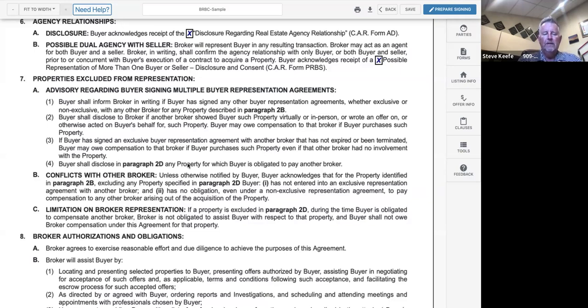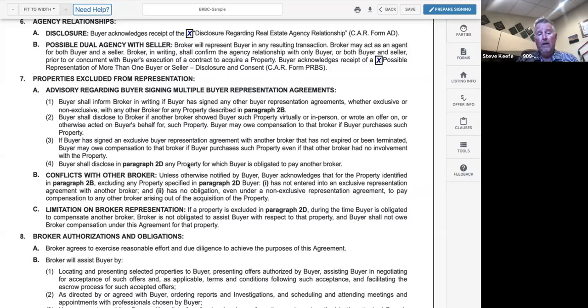What this is saying is that if there's an obligation to another broker, that other broker is going to get paid. They have the right to be paid. If the buyer comes to you and says, "Look, I don't care about that. I want you to represent me. I want you to take care of it for me. I don't want to work with them," this basically says that you're not obligated to do that. You're not obligated to work for free.